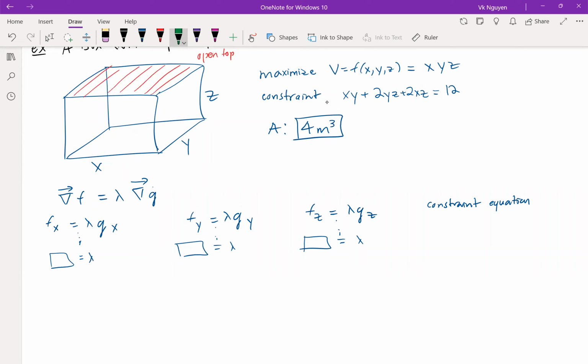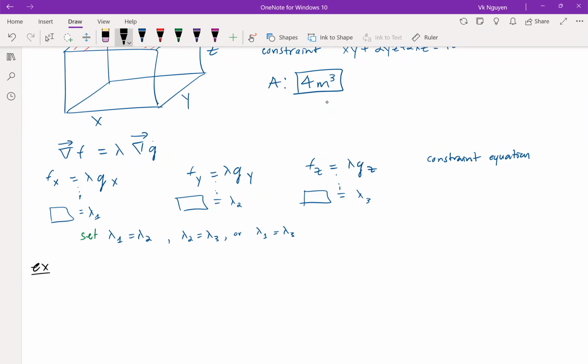I'm going to call them lambda 1, lambda 2, lambda 3. You can set lambda 1 equal to lambda 2, lambda 2 equal to lambda 3, or lambda 1 equal to lambda 3, and then work it out. You're going to figure it out.